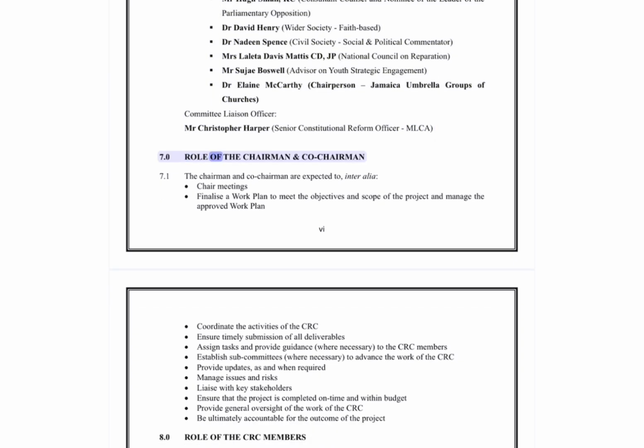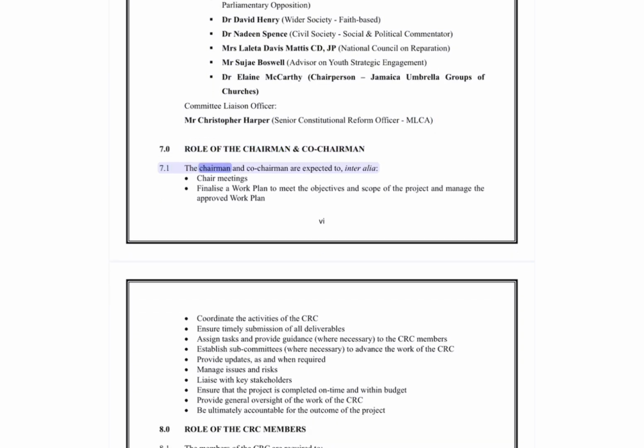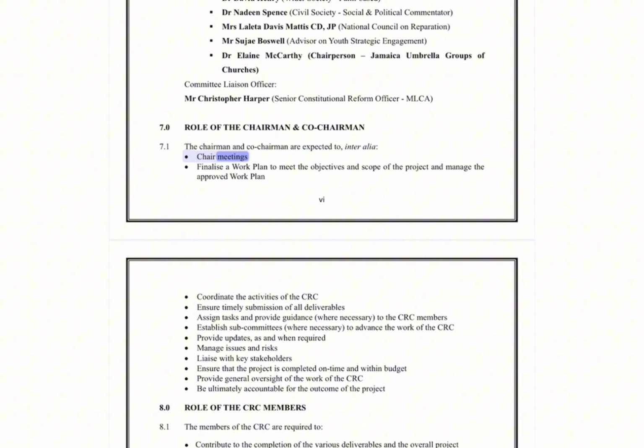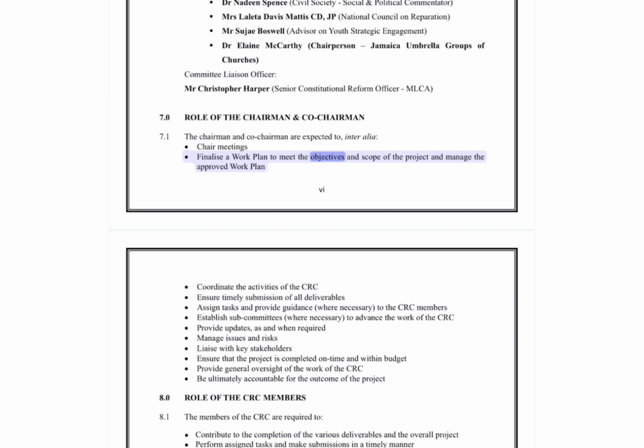7. Roles of the Chairman and Co-Chairman. 7.1 The Chairman and Co-Chairman are expected to, inter alia, chair meetings, finalize a work plan to meet the objectives and scope of the project and manage the approved work plan.